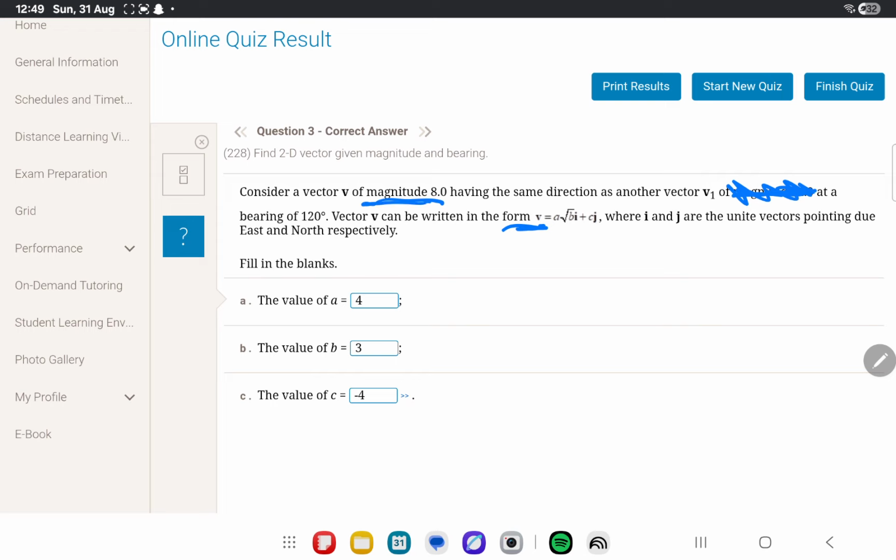Vector v is given to have the magnitude of 8.0. Why do I need the magnitude of vector v1, which is 4.0? This is useless to me, right? So all I need is the bearing, the direction, because they told us that vector v is the same direction as vector v1. So if I find the direction of vector v1, I can obviously find the direction of vector v. Let's draw our plane.